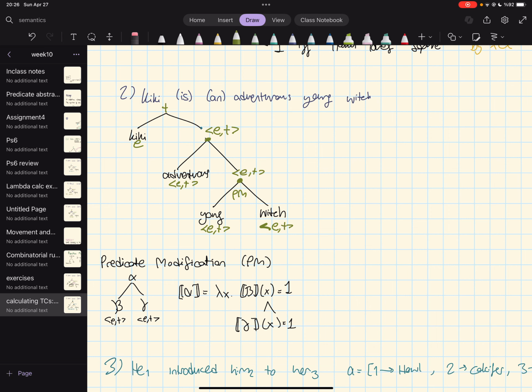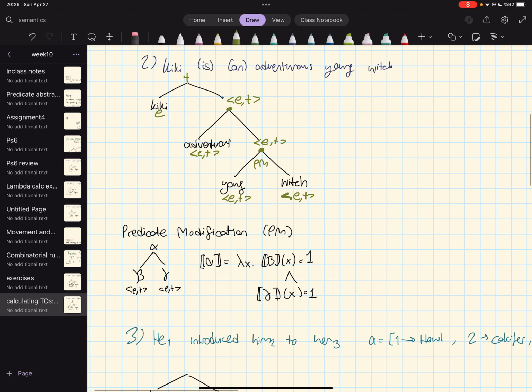Remember predicate modification. The denotation of this very node would have to be lambda x such that β, which is of type ET, θ, which is of type ET. The denotation of α, which is their mother, would be lambda x such that βx denotes 1 and θx also denotes 1.